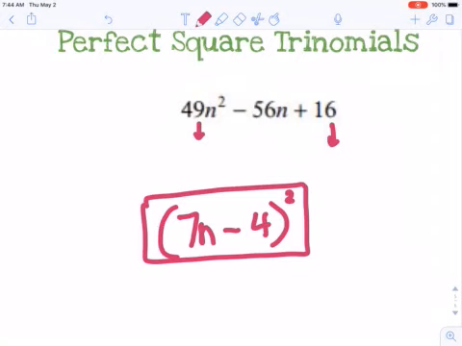So the way you check is to first make sure that the first and last terms are perfect squares. And they are, because the square root of 49n squared is 7n, and the square root of 16 is 4. Now you have to check the middle term by multiplying these together and then doubling it. 28 times 2 is 56. So this is a perfect square trinomial, so I can factor it like I did.